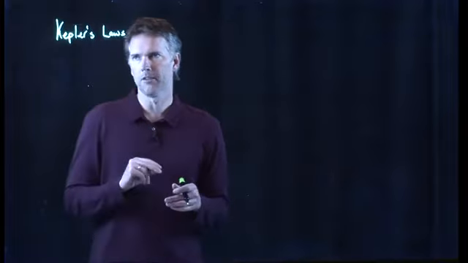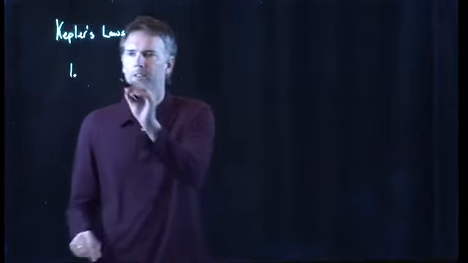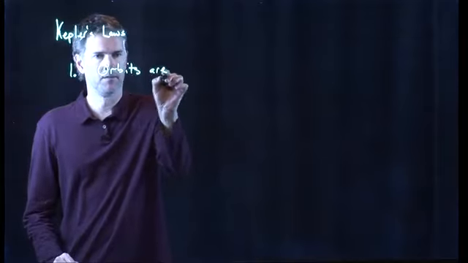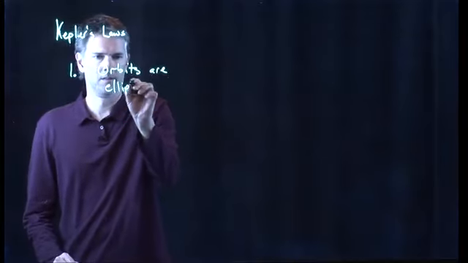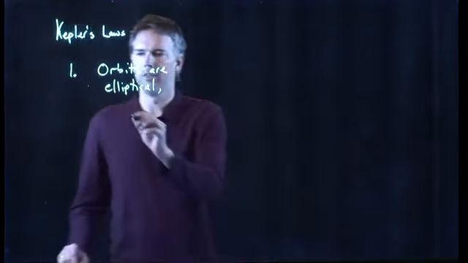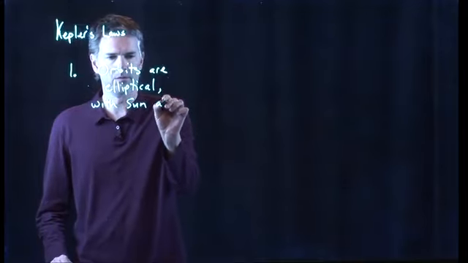And so the three laws that he came up with, we now know them as Kepler's laws, are the following. The first is that orbits are elliptical. And they are elliptical with the sun at one focus.